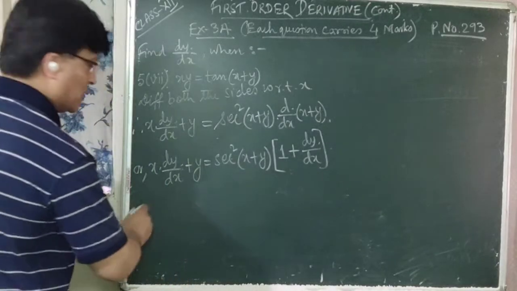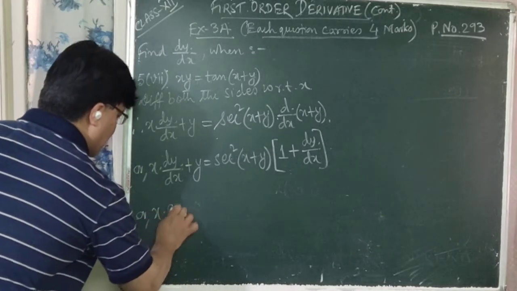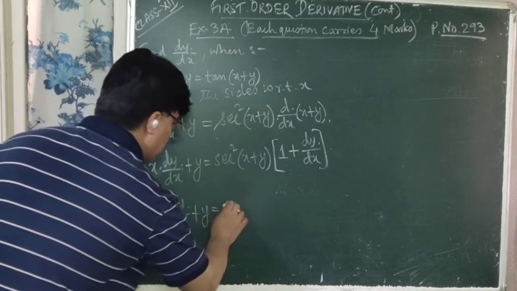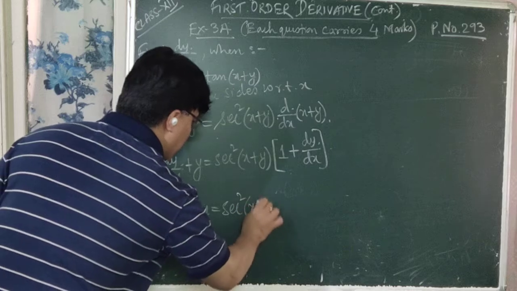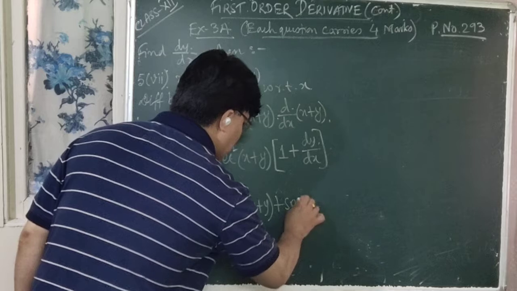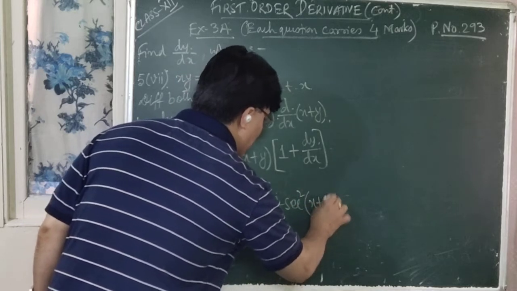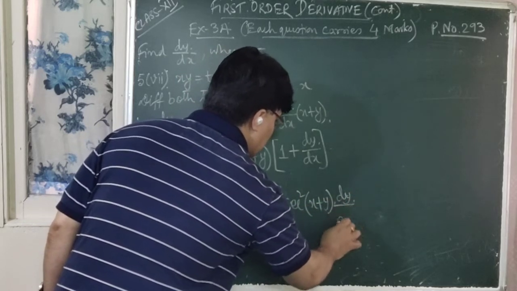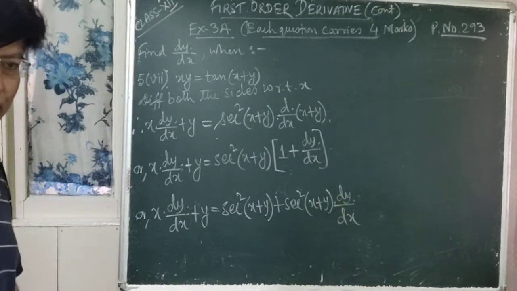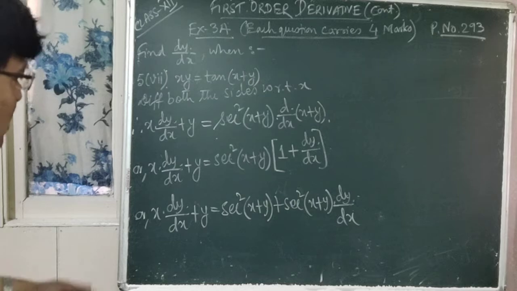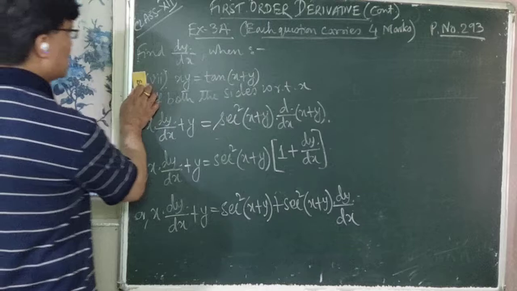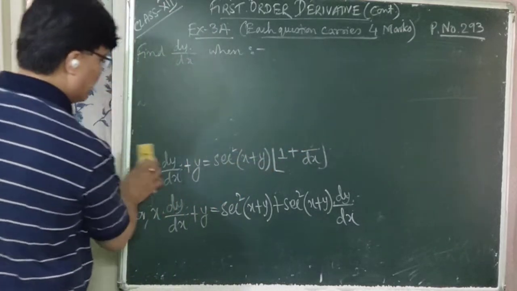Now let's simplify it. You have to get the value of dy by dx. Simplify the right hand side now. You can multiply them. x dy by dx plus y is equal to, here it is sec square x plus y into 1 is sec square x plus y, plus sec square x plus y into dy by dx. Is that clear to all of you? So I think you have understood it. So now get the value for dy by dx. Let us get the value for dy by dx now, right?